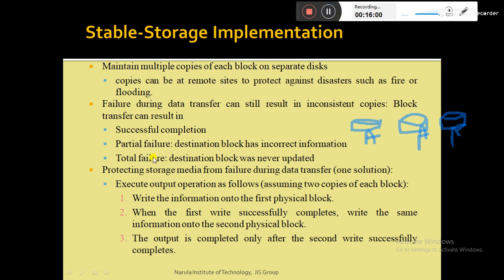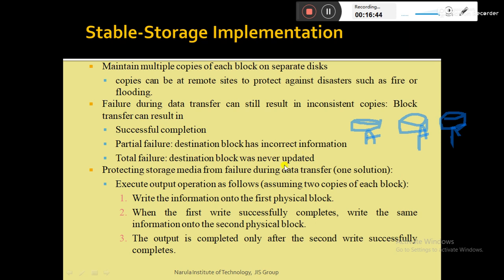The next is partial failure, meaning the destination block has incorrect information. Suppose out of three disks, only one or two are updated properly and the others are not. So some disks are updated and some are not. That is partial failure. And what about total failure? If the destination block was never updated, meaning none of the disks are updated, it's a total failure. So we have to deal with both these kinds of failure.